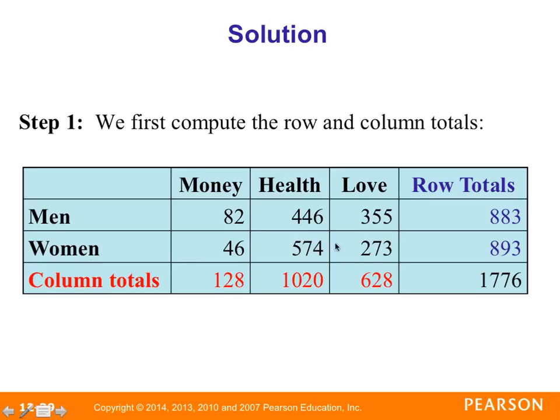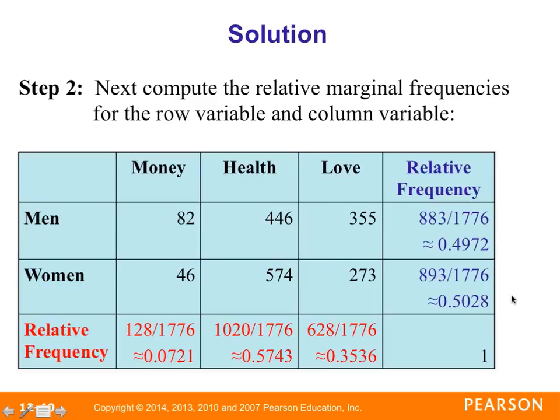So first we just create some column totals and some row totals. This should be pretty easy. You just add these up to get the 883, add these up to get the 128, and so on for a total of 1,776. And then you compute all of the relative marginal frequencies for the row and the column variables. And what we mean by that is we take our 883, that was the sum of these three, so that was our row total, and divide by our total, which was 1,776. So we get 0.4972 for this one, 0.5028.